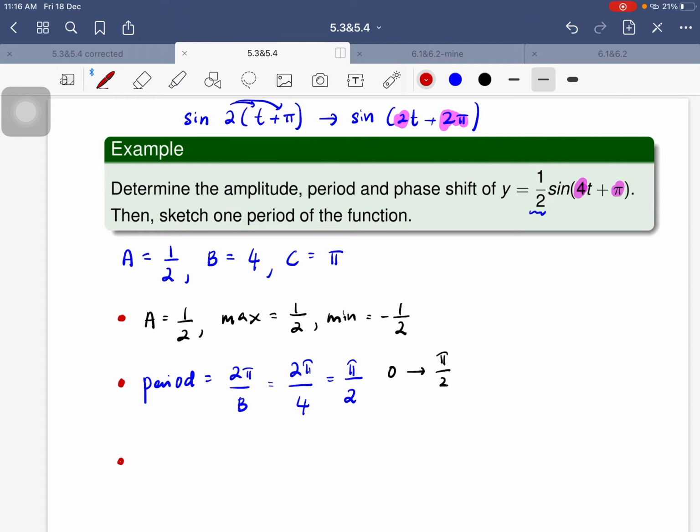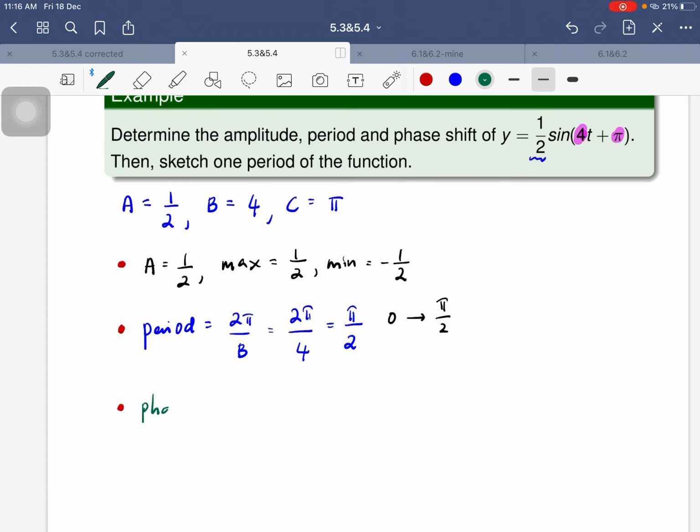Okay, now that I have the period, the last component that I need is going to be the phase shift. The phase shift formula is going to equal C over B. For this case, my C value is equal to pi and my B value is equal to 4. So the phase shift is going to be pi over 4. Is this going to be shifted left or right? Because this is a plus sign right here, our graph is going to be shifted pi over 4 units to the left. Left because of the plus sign.